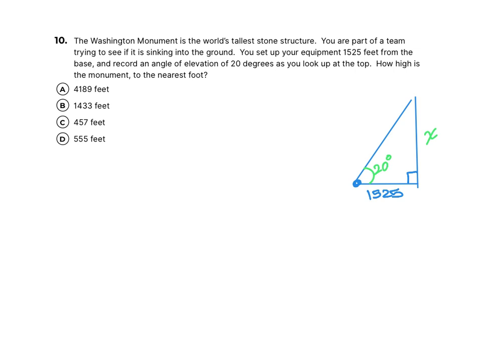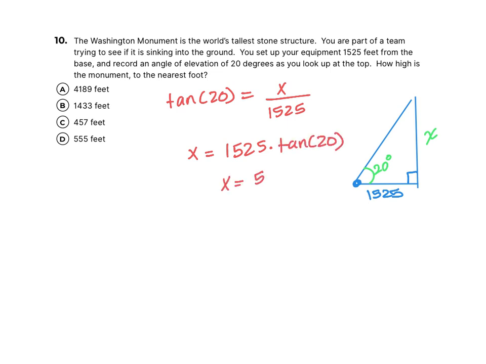So that's the angle of elevation. How high is the monument, and that's what they want. So you have the adjacent and you want the opposite. So you're doing tangent of 20 is equal to opposite over adjacent. You cross multiply to find x. And you find x to be 555 feet. So that's going to be D.